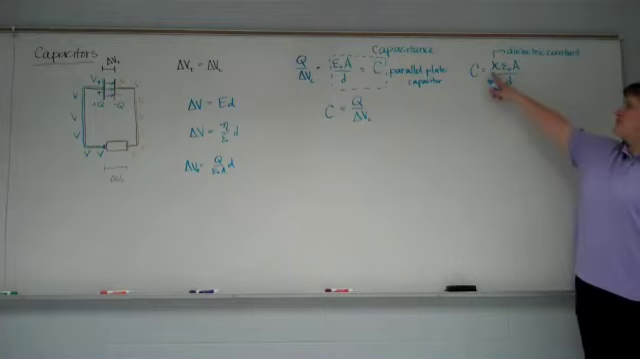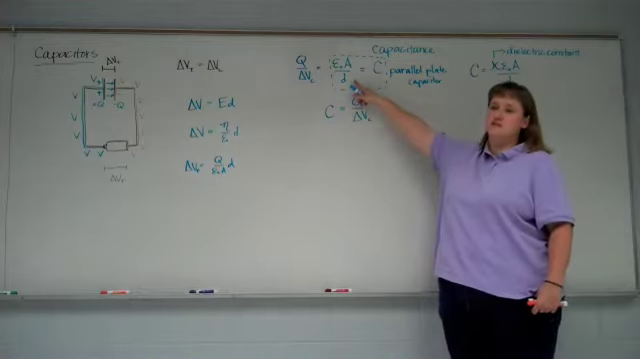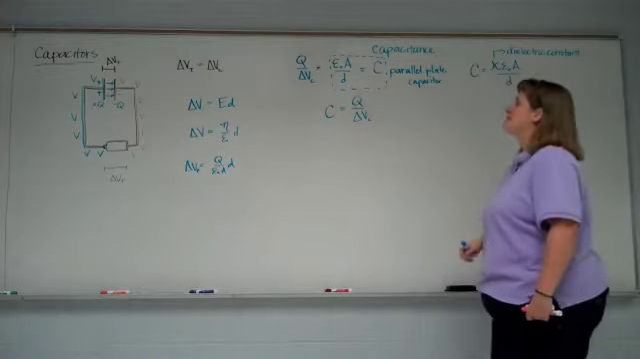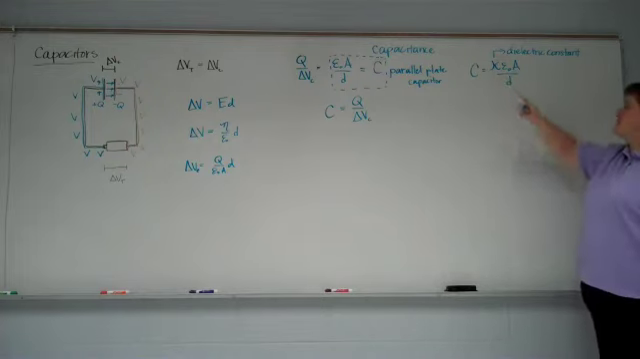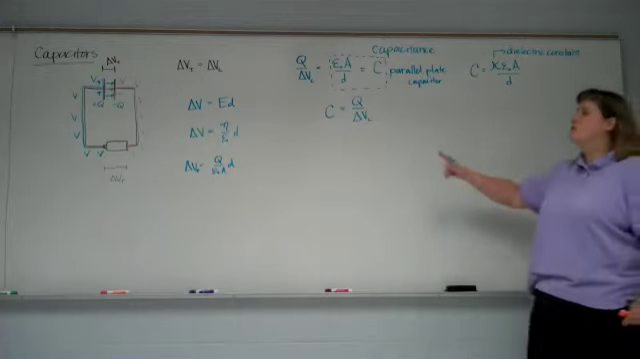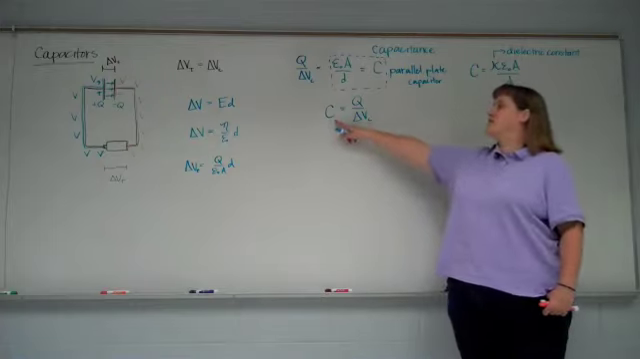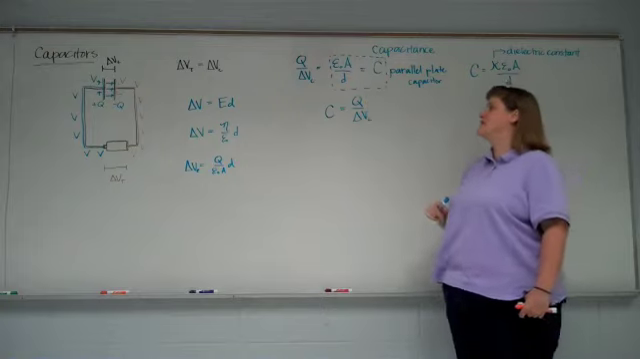Okay? Kappa is just 1 for air. So if there's just air between your plates, that's why the equation is simple to just be epsilon naught A over D. So having something between the plates, having a dielectric between the plates increases the capacitance, which, looking at this equation, if you increase the capacitance, that can increase the charge for any given delta V.